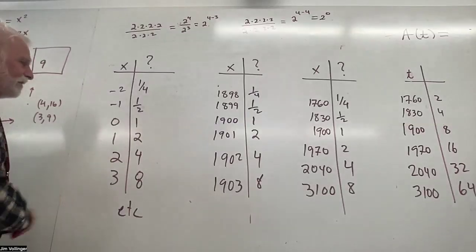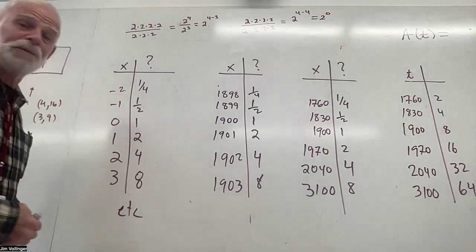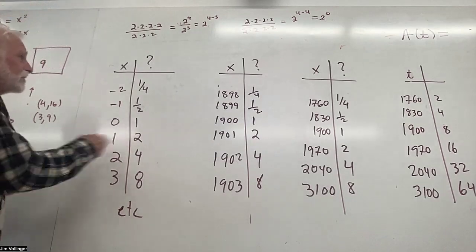2 to the 0 is 1. I just answered what this function was. I hope you paused the video before I did that. So this is 2 to the x.